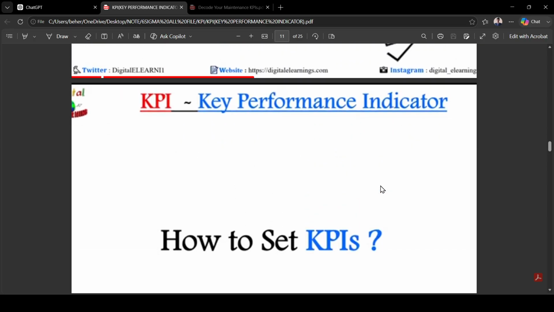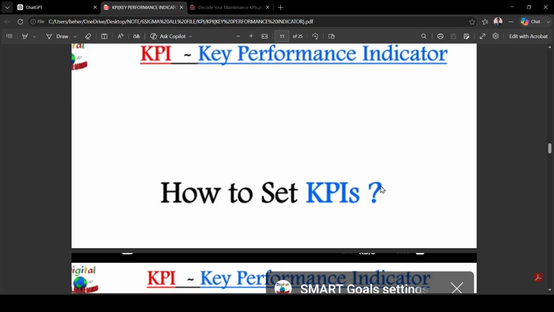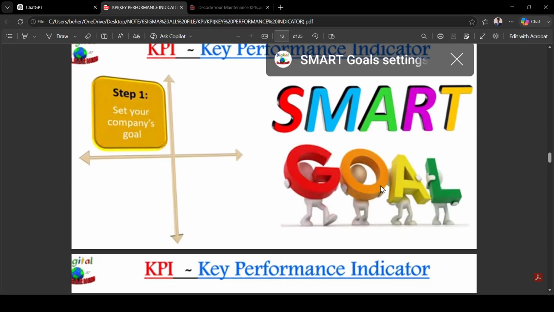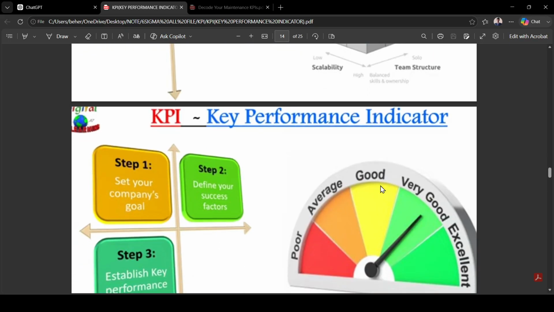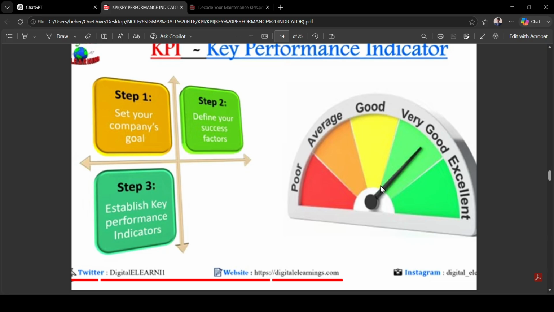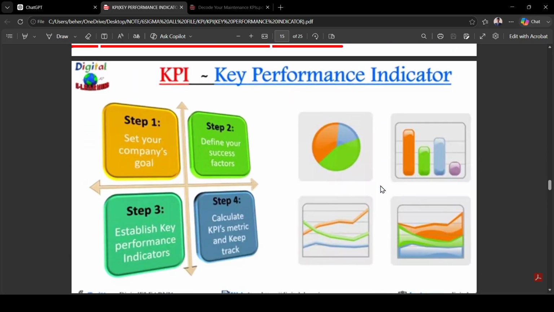Then how to set KPI? Step one is set your company goals. The second is define your success factors. The third is establish key performance indicators. The fourth is calculate KPI metrics and keep track.